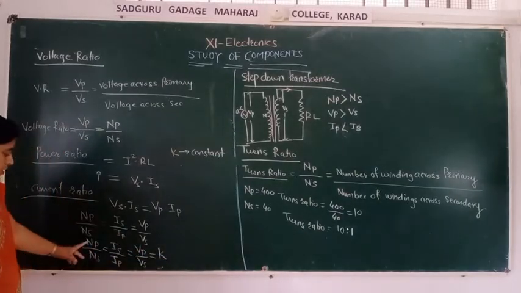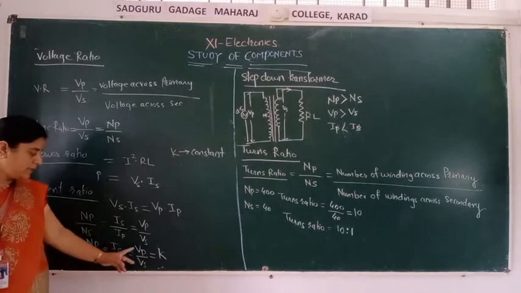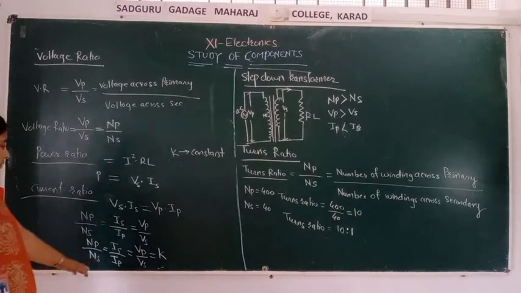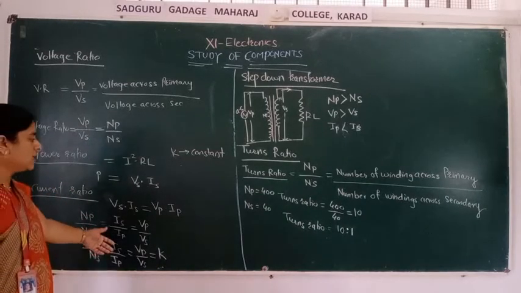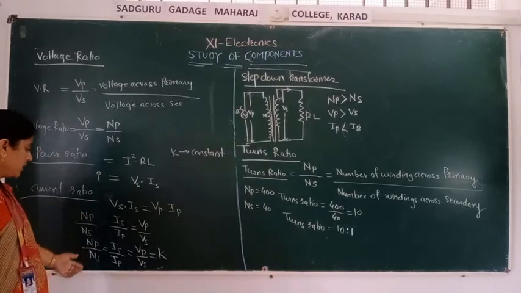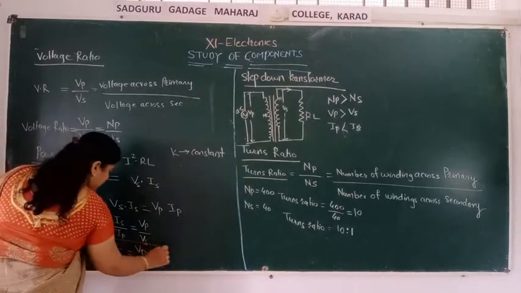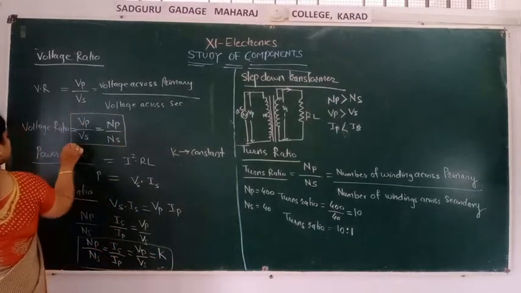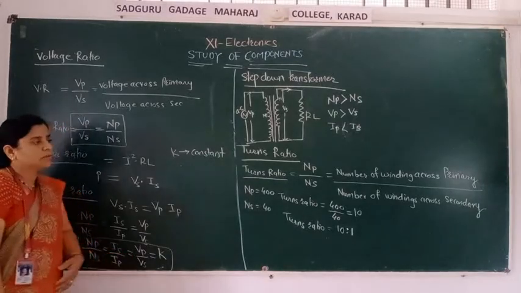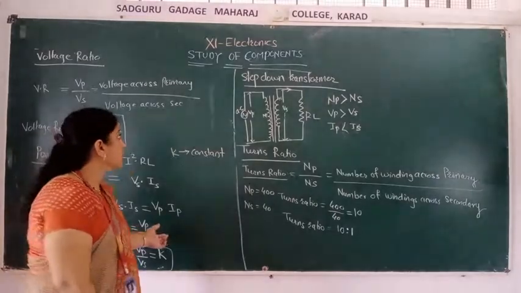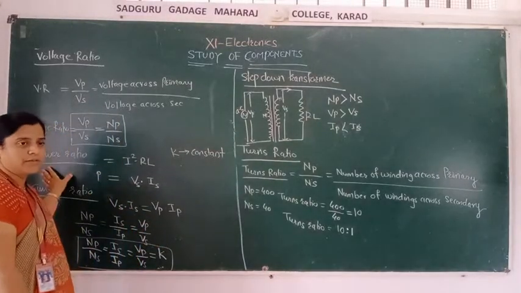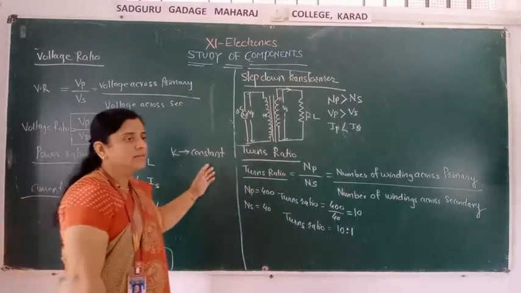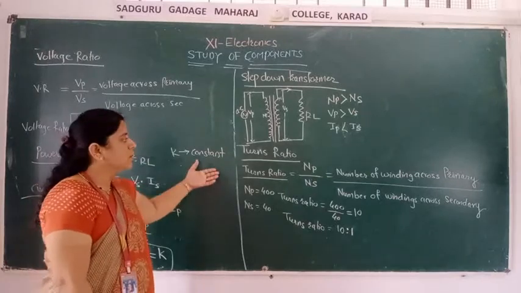In the current ratio, K is the constant. So this ratio is Np upon Ns, Is upon Ip is equal to Vp upon Vs. If an example is asked, find out the current ratio, you can use this formula. If it is asked, calculate the voltage ratio, then you can use this formula. So this is about the transformer. What is the transformer, how many types of transformers are there, and how we can calculate these terms, we have seen one by one.